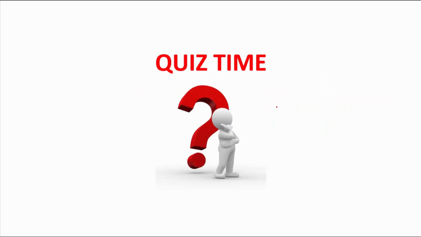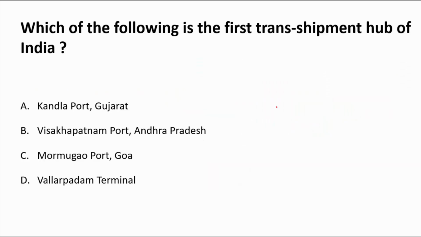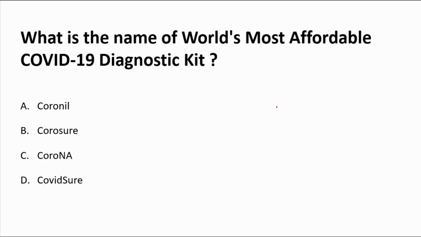Okay, so it is time for the quiz. Try to answer these questions. The first question in front of you is, which of the following is the first trans-shipment hub of India? So out of these options, choose the correct one. The correct answer is Vallarpadam Terminal, right? It is in Kerala.